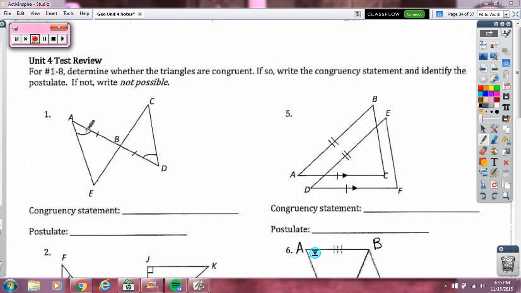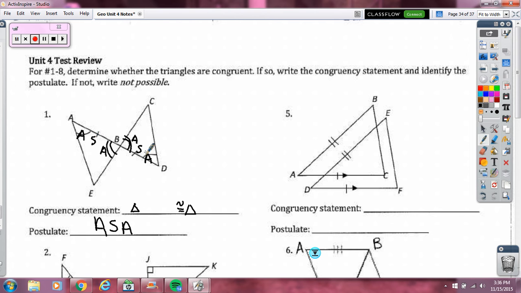On this first one, it looks at first like we don't have enough markings, but if we remember that we can throw in these vertical angles being congruent, then when I look at each triangle I see they have an angle, a side, and an angle. The other one has the same angle, side, and angle. So ASA is the postulate that I'm using to prove the triangle is congruent, and then the congruency statement is just when I'm labeling like triangle blah blah blah congruent to triangle blah blah blah.